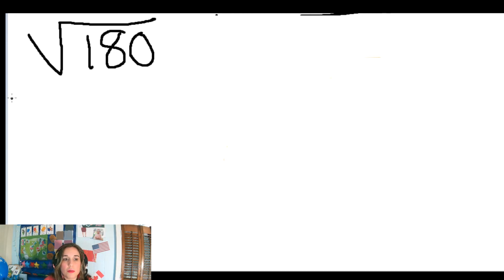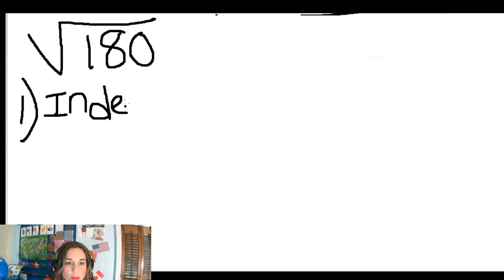All right, so now let's look at the square root of 180. So again, you guys, I am going to say to myself, okay, number one, what's my index here? The first thing you tell yourself is the index. So my index here is 2 because I have that invisible 2 there. Whenever there's not explicitly a number here, you can assume it's 2. This is a square root.